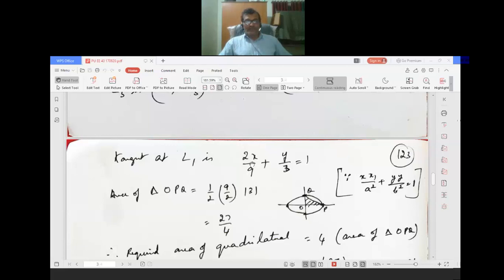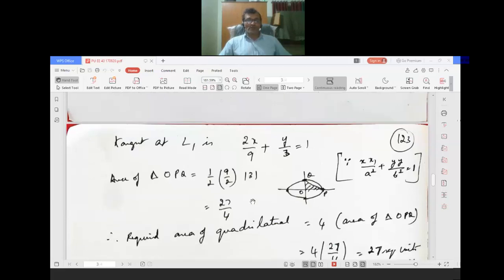So x intercept, for an easy method I can tell, x by a, that will be x by 9 by 2. So 9 by 2 is the x intercept. y by b, b is the y intercept, 3. So half into x intercept, 9 by 2 into 3. So it is 27 by 4.